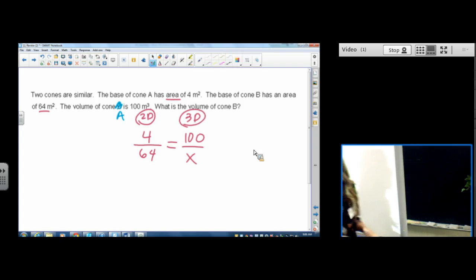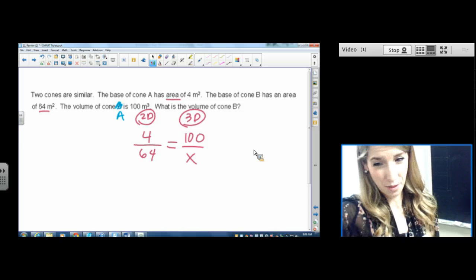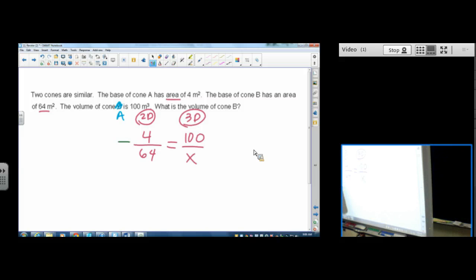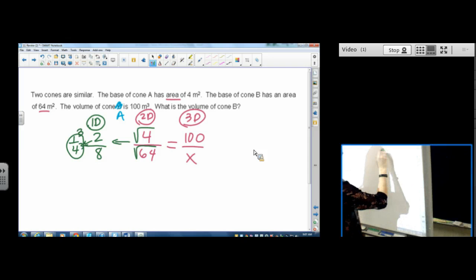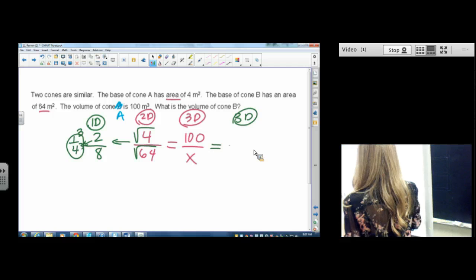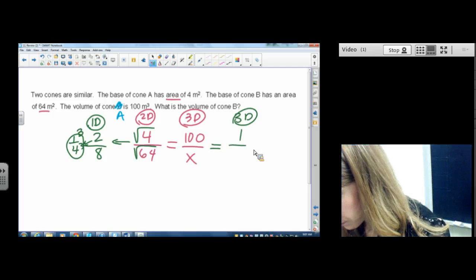This is the toughest problem of this type because going from 2D to 3D is a two-step process. So first, we need to go to 1D. This is the only way to do it in this class. Next year, you'll find a different way to do it. The way to go from 2D to 1D is to square root. Square root of 4 is 2. Square root of 64 is 8. If you want to reduce that, you're welcome to. If you want to keep it as 2 over 8, that's fine. Now we need to go to 3D, so we need to cube it. So now I'm officially in 3D, and 1 cubed is 1, and 4 cubed is 64.